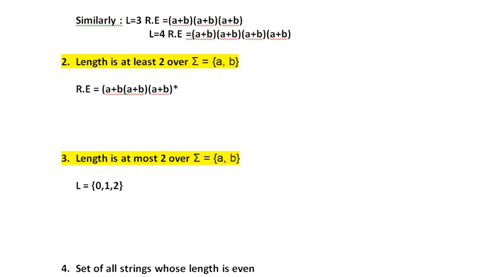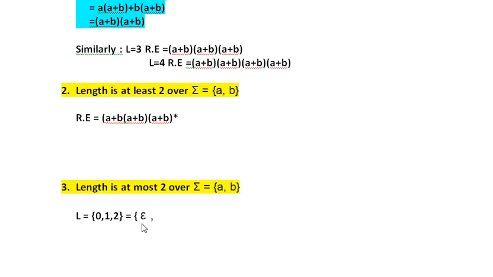That means what are the possible combinations? I can have epsilon, correct? Epsilon will represent length equal to 0. Length equal to 1 means I can have A and I can have B, correct? If length is equal to 2, I already know AA, AB, BA and BB, correct? So these are the possible strings that can be accepted for length at most 2.